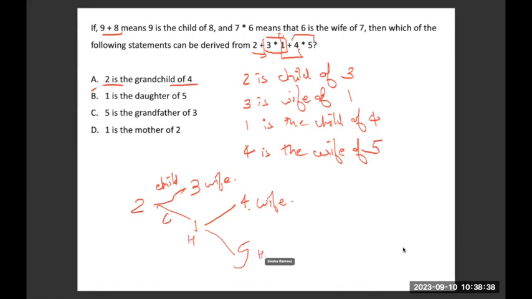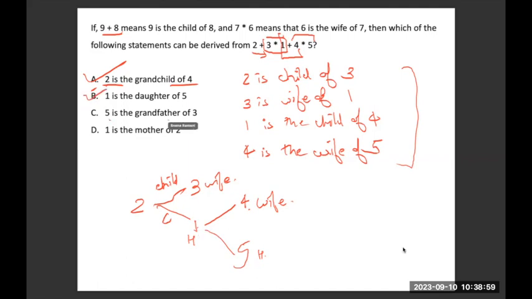Okay. So what it means is 2 is the grandchild of 4, which is true, of course. Once you do this, try making this diagram. It will be much faster for you. A is true. Next, 1 is daughter of 5, which is also true.